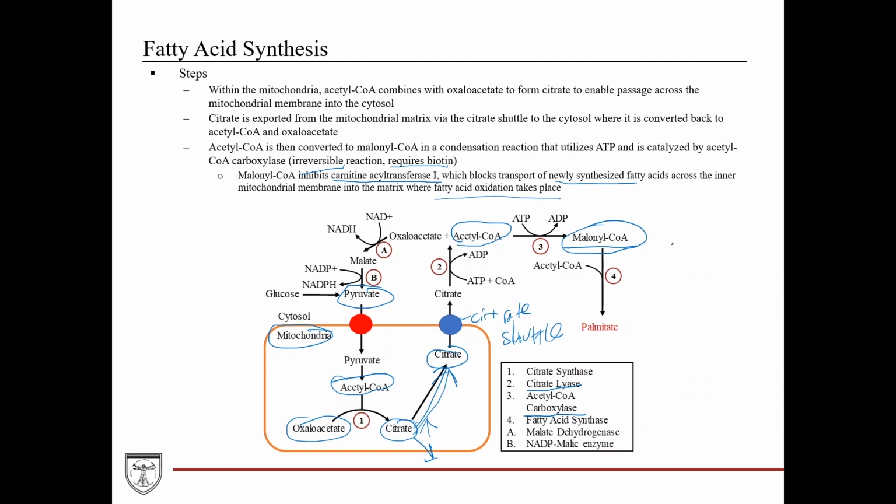So with fatty acid synthesis, you go through a series of steps to form palmitate, which is a 16-carbon fatty acid. And we'll go through these steps on the next slide. The point here is you've produced palmitate, which is a long-chain fatty acid. If you were to want to get that back into the mitochondria, you would need this carnitine acyltransferase enzyme to then bring this back into the mitochondria where it would undergo fatty acid oxidation.